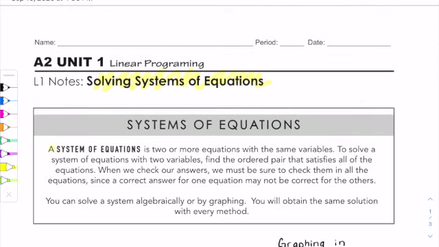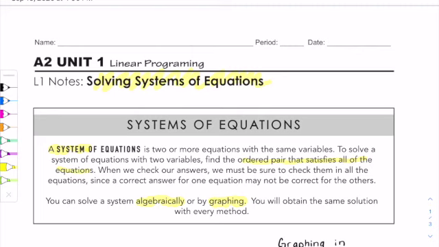If you read along here, it says a system of equations is two or more equations with the same variables. So typically I use x and y, just to give you guys a heads up on that. To solve a system of equations with two variables, you find the ordered pair that satisfies all of the equations. When we check our answers, we must be sure to check them in all equations, since a correct answer for one equation may not be correct for the others. You can solve a system algebraically or by graphing. You will obtain the same solution with every method.